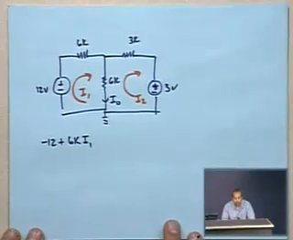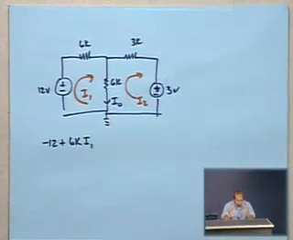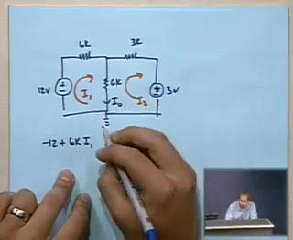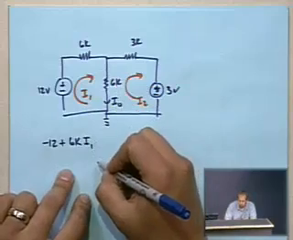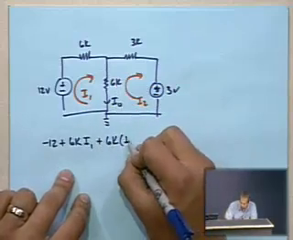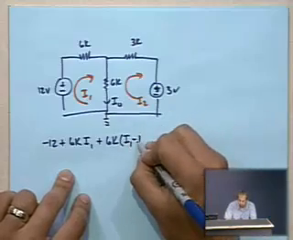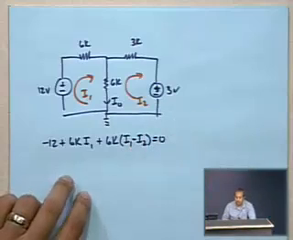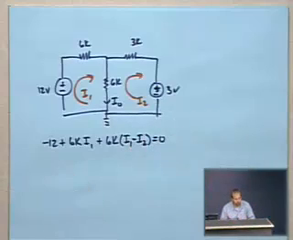I'm throwing them away, and I'm just going to always put the current that I'm working on first. So when I get to this 6K resistor in the middle that has both of my loop currents running through it, it's 6 kilo ohms times I1, because I'm working with that one, minus I2. The KVL says that equals 0, so that's our first equation.